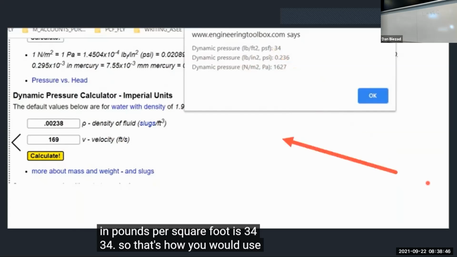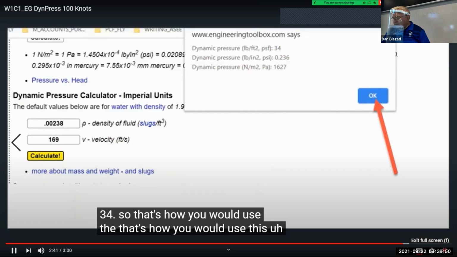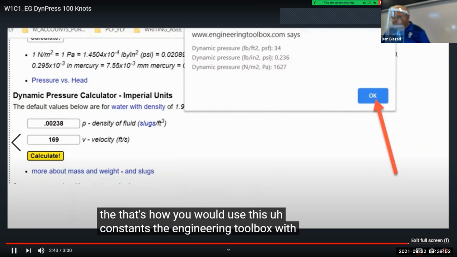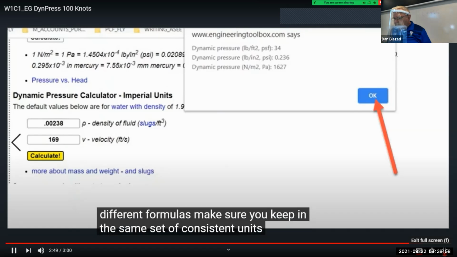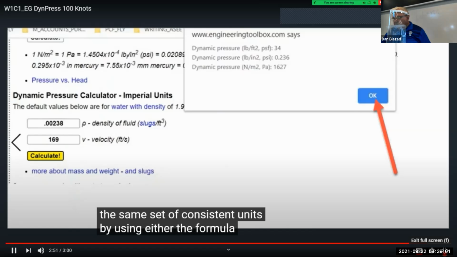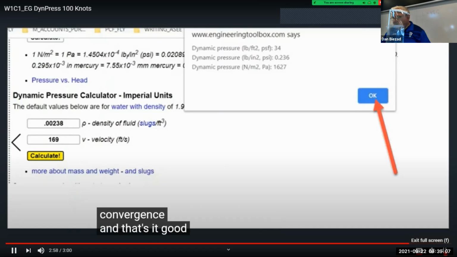So that's how you would use the constants and the engineering toolbox, with various constants and various different formulas, to make sure you keep the same set of consistent units by using either the formula PDF file and/or the engineering toolbox with conversions. And that's it. Good luck.